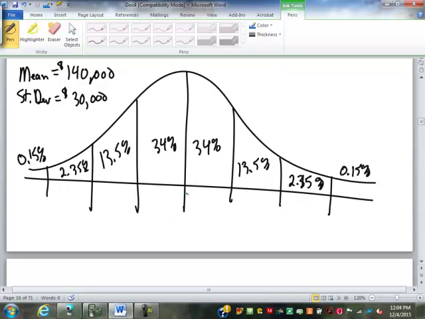Where do I start? The mean, right in the middle, 140,000. I'm just going to put down 140 just to save space. If I go to the left, what goes here? 110. The 140 minus the 30, the standard deviation. So 110. What's going to go next? 110 minus another standard deviation of 30 is 80. And the next one is 50.